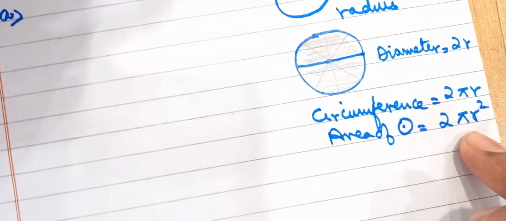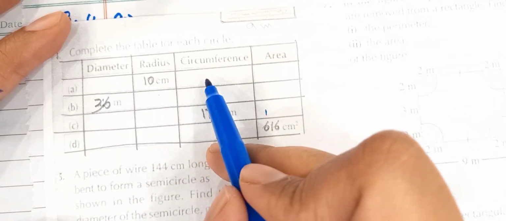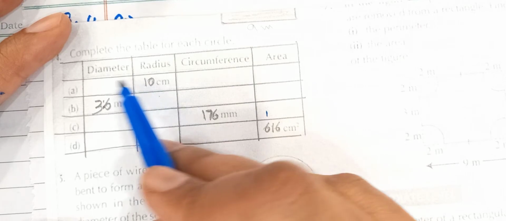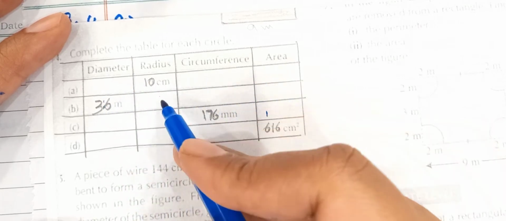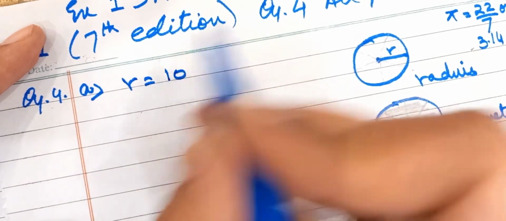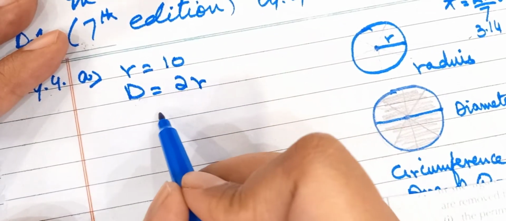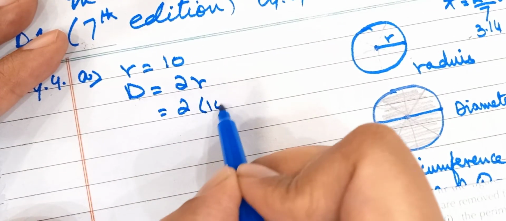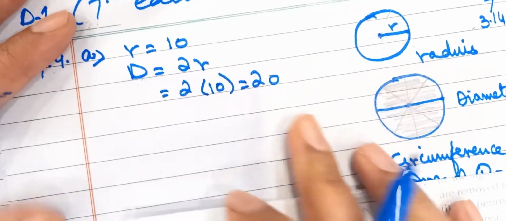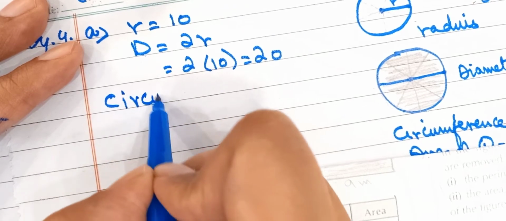So we will do part 1 first. In part 1, they have given us radius, they have not given us diameter, and they have told us to find diameter, circumference, and area. It is very simple. Radius is given, radius is 10, then diameter is 2r, so 2 into 10 is 20, so diameter is 20.